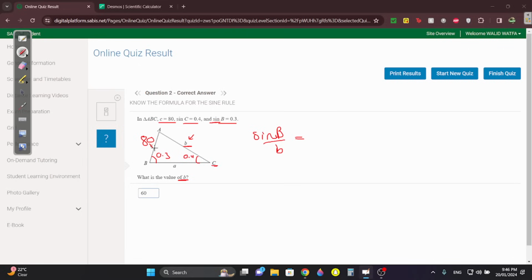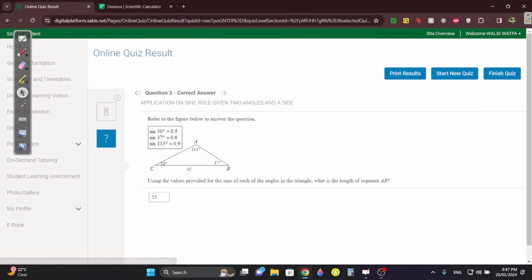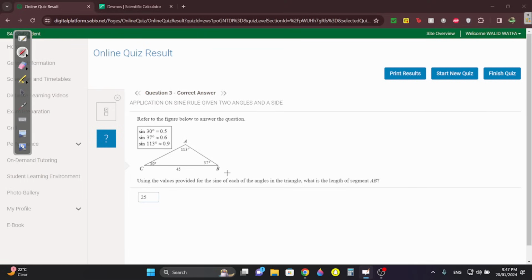We have the angle C and the side C given. So we're going to do sine C over C. Sine B, they gave it in the question, it's 0.3. The side B we don't know, we're trying to find it, equals sine C, which is given, 0.4, over the side C, which is 80. You cross multiply and you're going to get B is 60. Okay, B is 60.